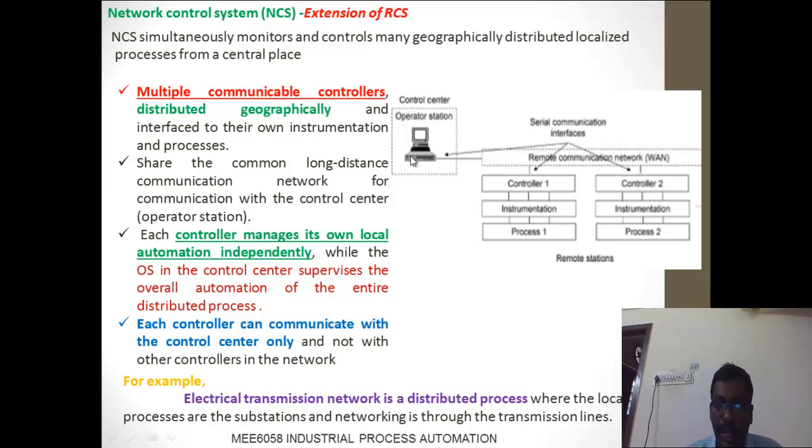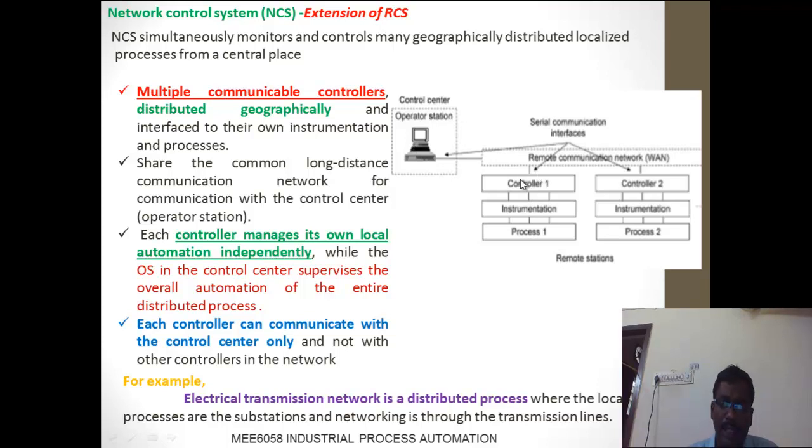Independently. Since we have wide area networks, the operator station or the engineering station can monitor what's happening here. If it goes beyond the limits, they have the rights to control the systems. Each controller can communicate to the control center only, not with any intermediate controllers. Controllers have the right to control the systems.